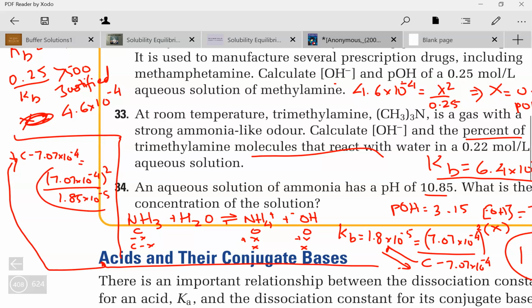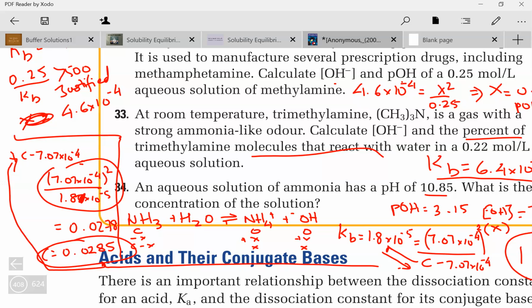So this entire thing is equal to X squared divided by 1.8 times 10 to the power of negative 5. There's no 5 over here, just 1.8. And this thing gives me 0.0278. To that I'm going to add the X value, which gives me 0.0285 is my initial concentration of ammonia.